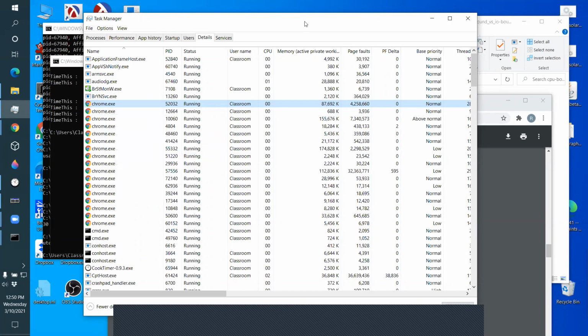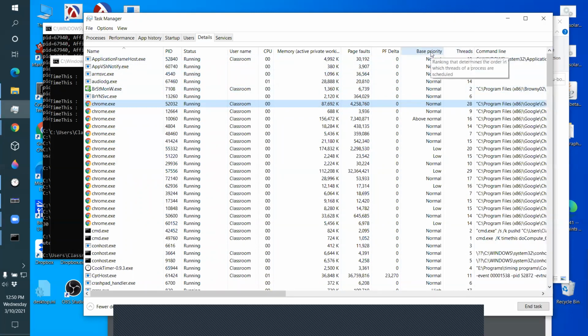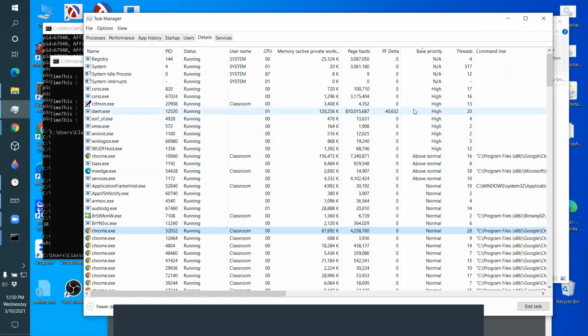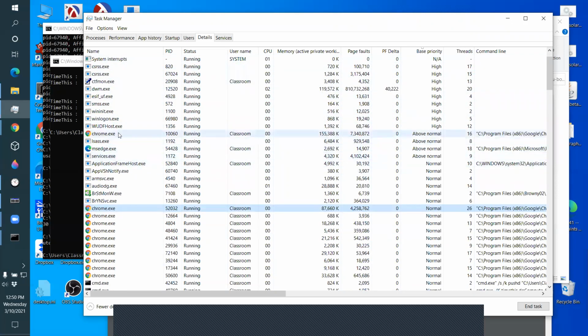Now, right now there's a column here showing you priority. Notice that these are part of the operating system and they don't even have a priority. Some of these are really core parts of the operating system. They don't even have a high priority. Then there are some other parts of the operating system that have a high priority. These are all part of the operating system. And then there's some other stuff.